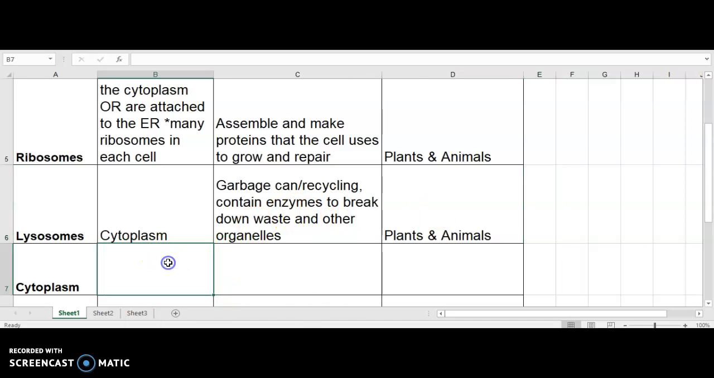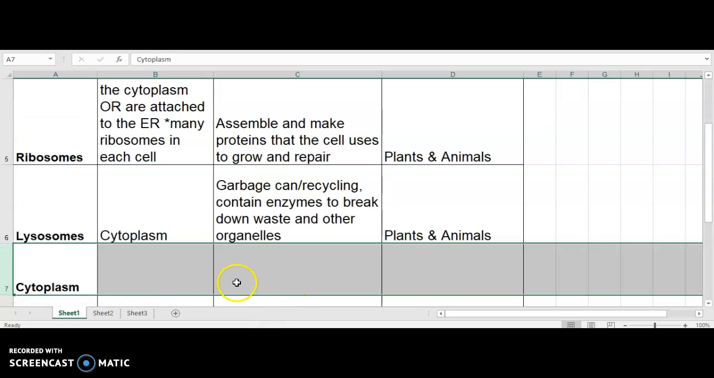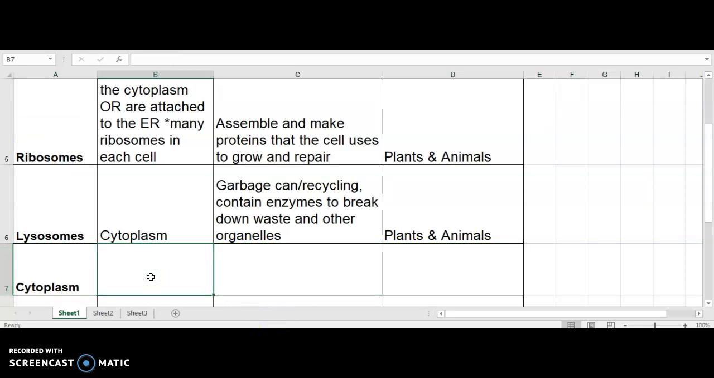And this is one that you need to add to your sheet, so if you're typing, right click and then hit insert. You can insert a cell, or if you're writing, just add it on the bottom of your page. So the cytoplasm is the jelly. Ooh, let's make this not bold. Let's make all these not bold.